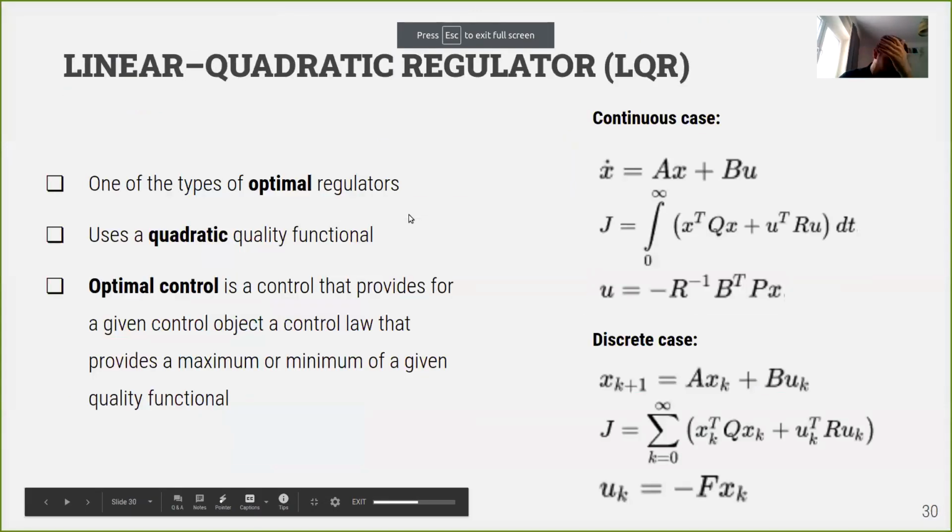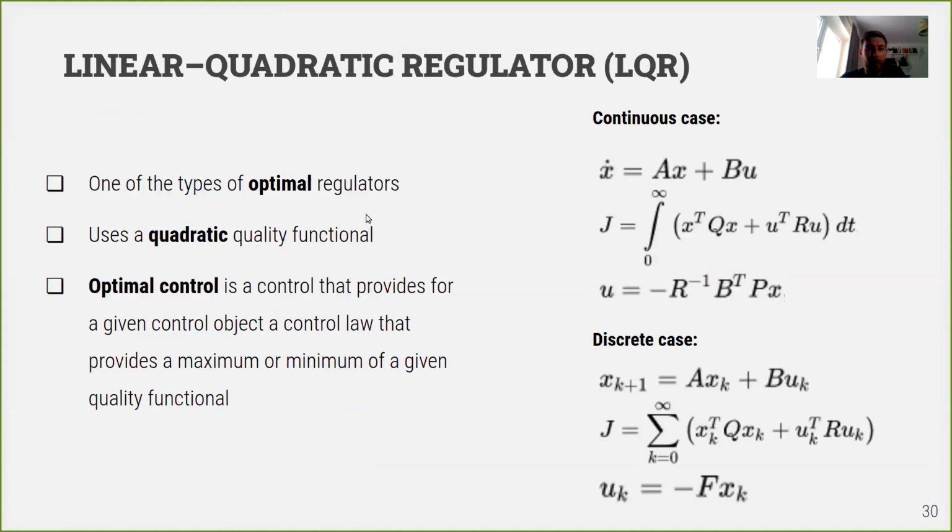So the second type of regulator is LQR, or linear quadratic regulator. This is an optimal regulator. In the case of a PID regulator, nobody promises us optimality. We just choose some coefficients and try to see if the transition process is good and suitable for us. And that's it. Here we have an optimal regulator, and optimal control is a control that provides, for a given control object, a control law that is the maximum or minimum of a given quality function.